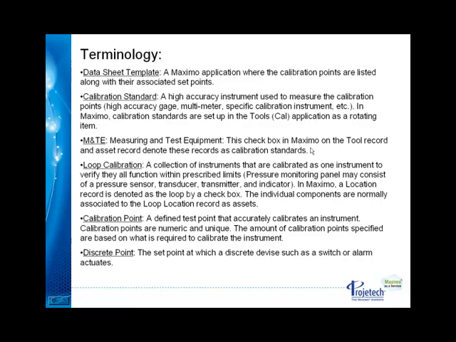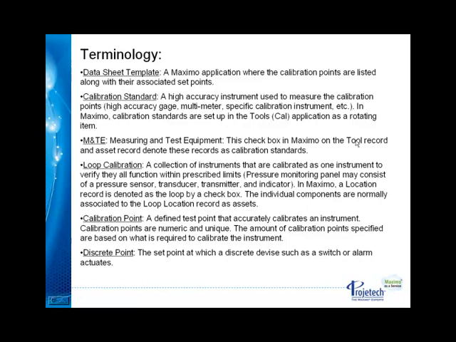M&TE. That's measuring and test equipment. This checkbox in Maximo on the tool record and asset record denote that these records are calibration standards. Loop calibration is a collection of instruments that are calibrated as one instrument to verify they all function within prescribed limits. For example, a pressure monitoring panel may consist of a pressure sensor, transducer, transmitter, and indicator. In Maximo, a location record is denoted as a loop by a checkbox. The individual components are normally associated to the loop calibration records as assets.